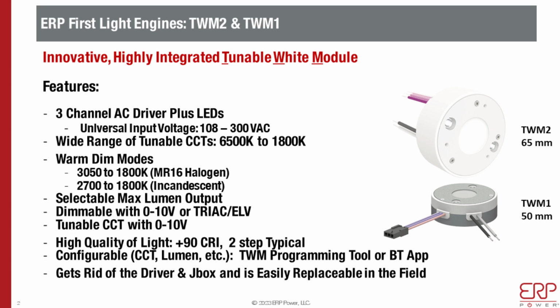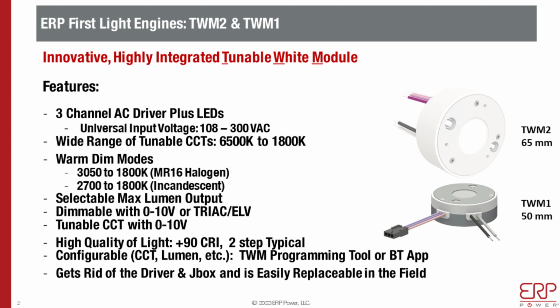And the light quality is fairly high. We address 90 plus CRI applications with 2-step typical and maximum 3-step. So you can think of it as a museum quality light. And again, as I mentioned before, we have configuration in Programmer or in the Bluetooth app, and you can configure numerous elements. I'm going to show you a screenshot of the app later on, but the minimum, let's say, would be your CCT, lumen, and a whole bunch of other features that we'll talk about.